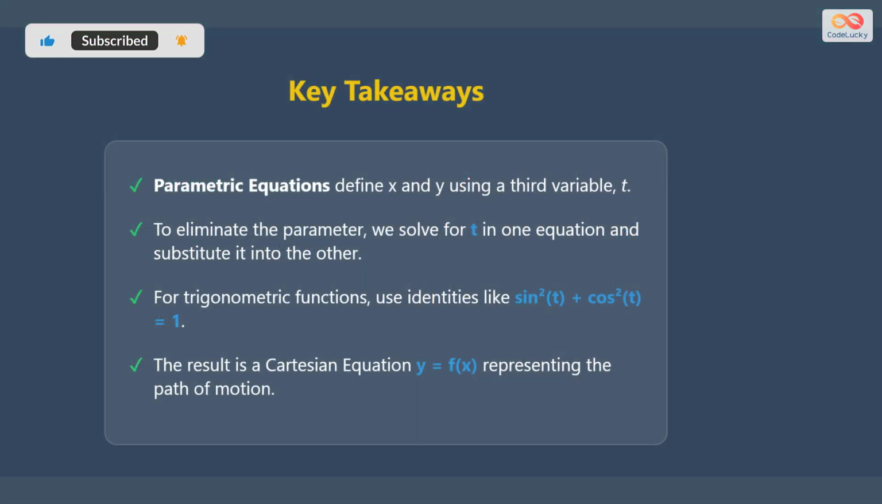To wrap up, remember that parametric equations use a third variable, t, to define position. To eliminate it, you can either solve for t and substitute, or use trigonometric identities like sine squared plus cosine squared equals 1. This process reveals the path of motion in the familiar xy coordinate system.